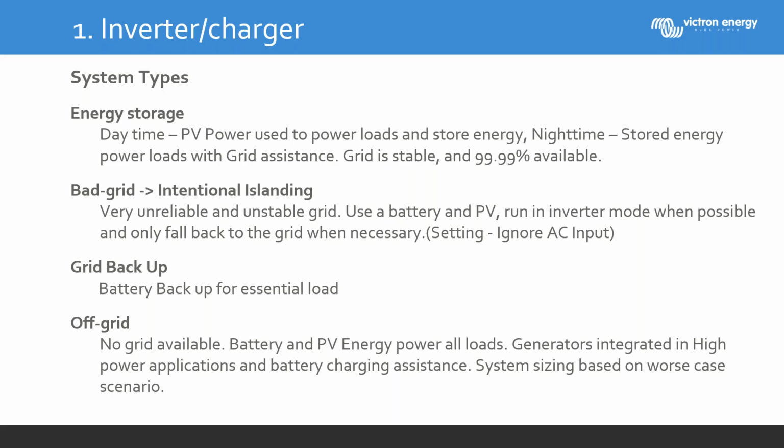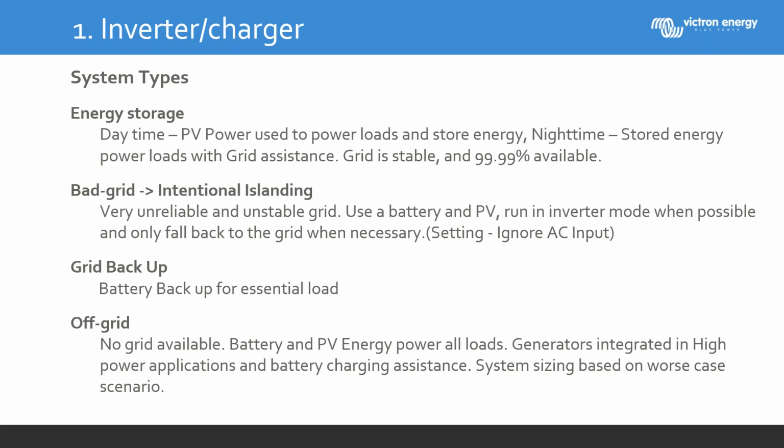The third setting is just basically a general battery backup system, usually without solar power. The inverter chargers are used as a UPS. And the fourth one is the one that we refer to for today's training, off-grid, where there's no grid available, and your battery and your PV energy has to carry all the loads, power all the loads.